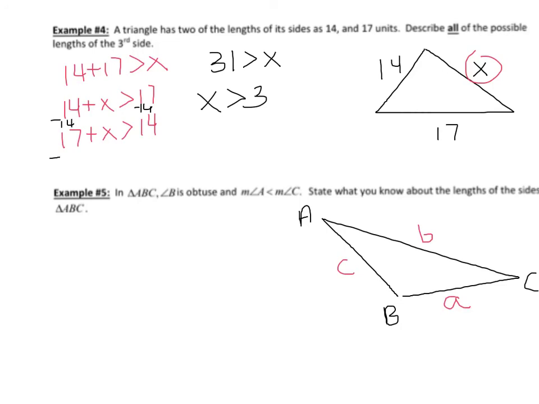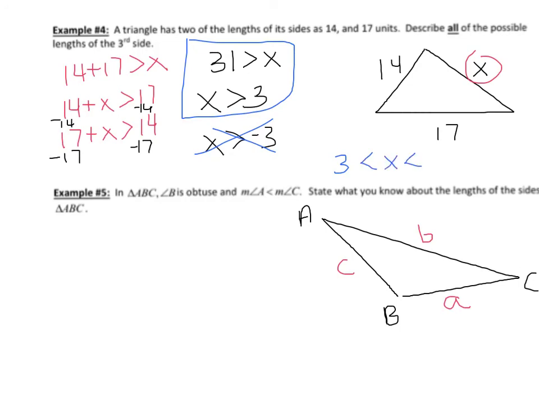And then the last inequality, if I subtract 17 from either side, I get that X has to be greater than negative 3. Well, of course X has to be greater than negative 3. It has to be a positive number, so I don't even have to worry about it. So if I want to describe all of the possible lengths of X, I know that X has to be greater than 3 and has to be less than 31.